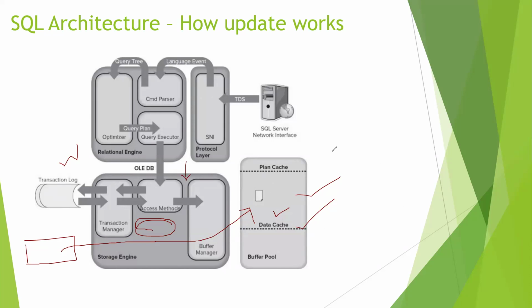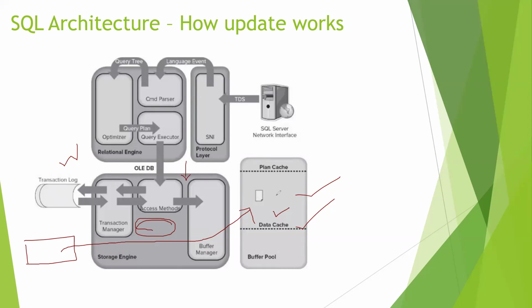There are different types of checkpoints. One is manual checkpoint, automated checkpoint, indirect checkpoint, and internal checkpoint, right? So automatic checkpoint executes automatically every one minute or so.